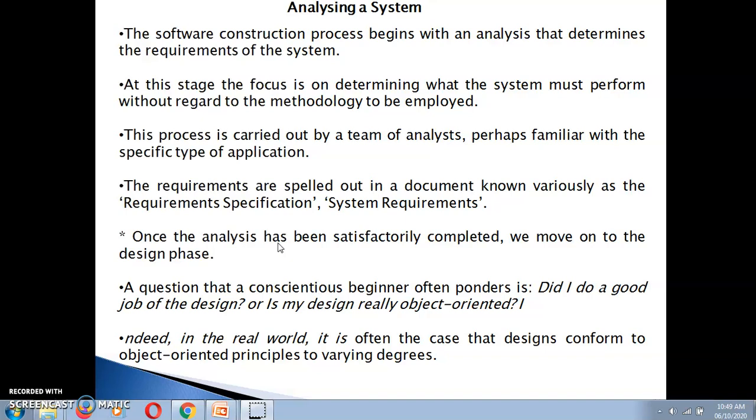What are your system requirements? Suppose you want to develop an application, there should be certain system requirements. For example, I want the computer configuration to be Pentium i5. Those are all system requirements. Once the analysis has been satisfactorily completed, we move on to the design phase.